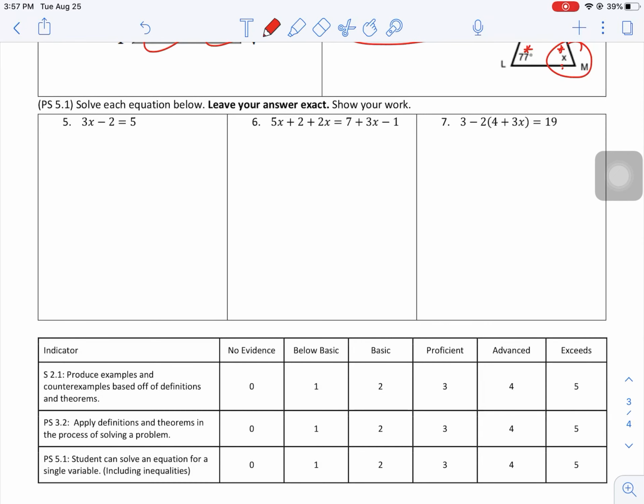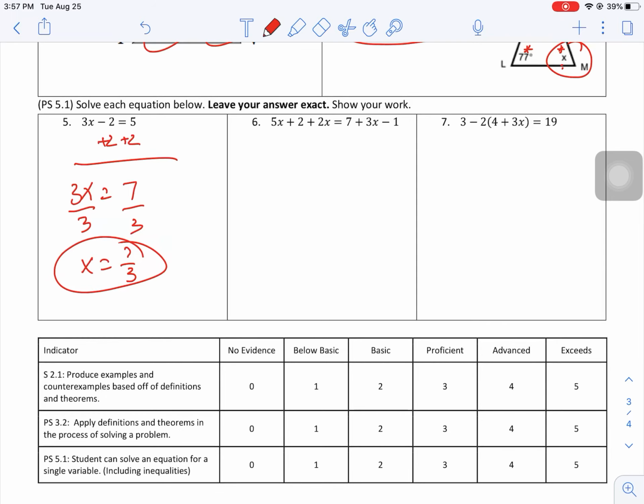And then we have solving the equation, a simple two-step equation. We add 2, and 3x equals 7, divide by 3, and x equals 7/3. Leave it a fraction, no big deal.